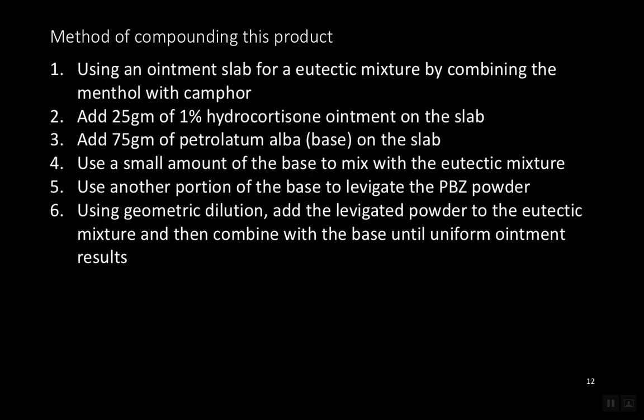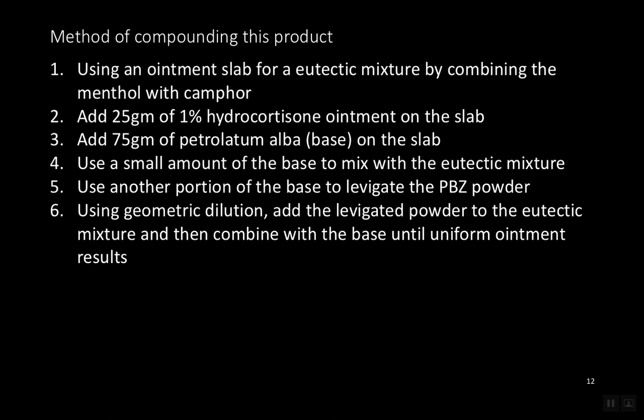So the method of preparation: you're basically going to use an ointment slab. You're going to form a eutectic mixture by combining the menthol and camphor. You put those two solids, 0.5 grams each, on the ointment slab and let them mix. Add 25 grams of the 1% hydrocortisone on the slab. Add 75 grams of the petrolatum base on the slab also. Use a small amount of the base to mix with the eutectic mixture.